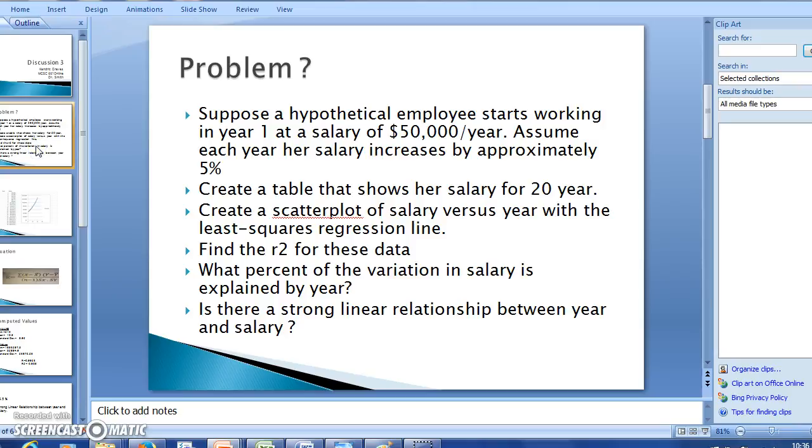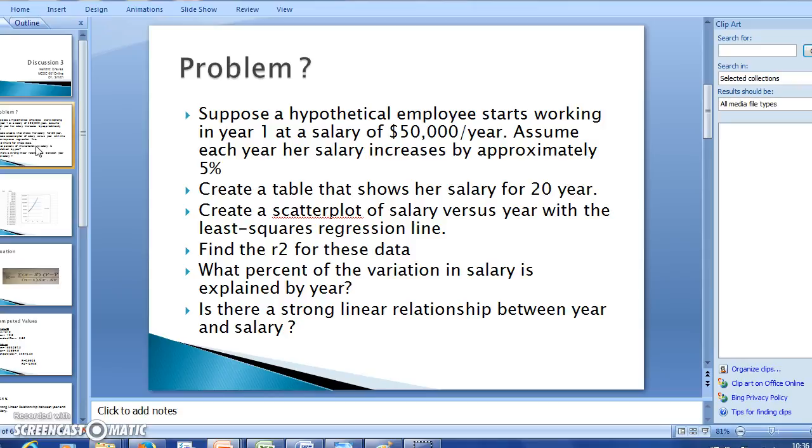Okay, our problem says, suppose a hypothetical employee starts working in year 1 at a salary of $50,000 a year. Assume each year her salary increases by approximately 5%. Create a table that shows her salary for 20 years. Create a scatter plot of the salary versus year with the least squares regression line.